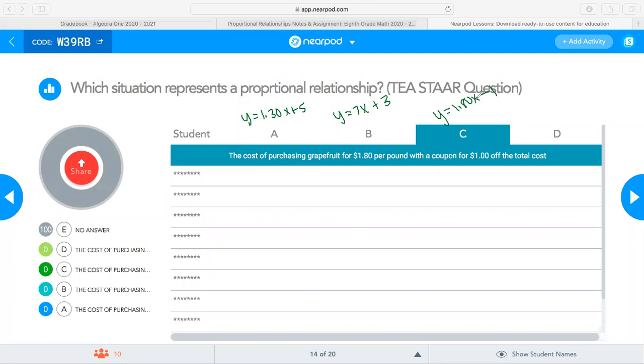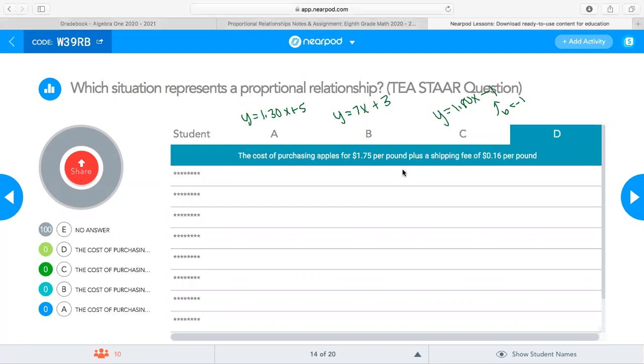Perfect, right? $1.80 per pound. And that $1 off coupon would be minus 1. The y-intercept is -1. So this still is not proportional. That leaves us with D.